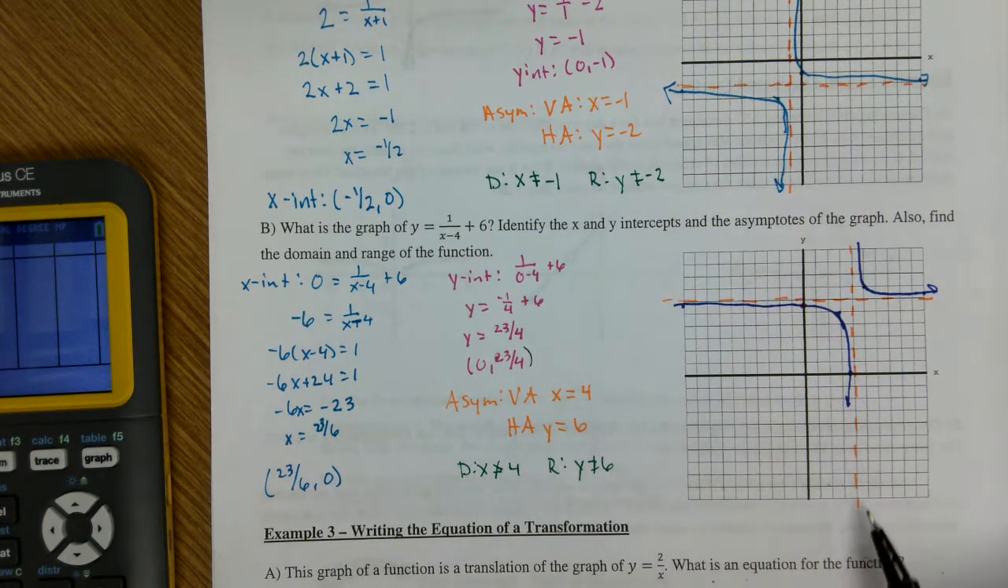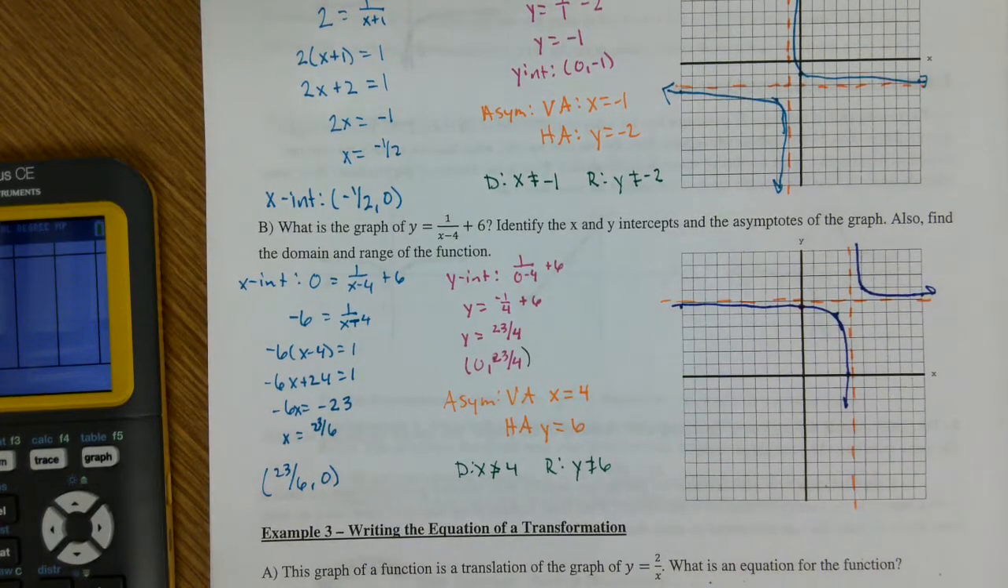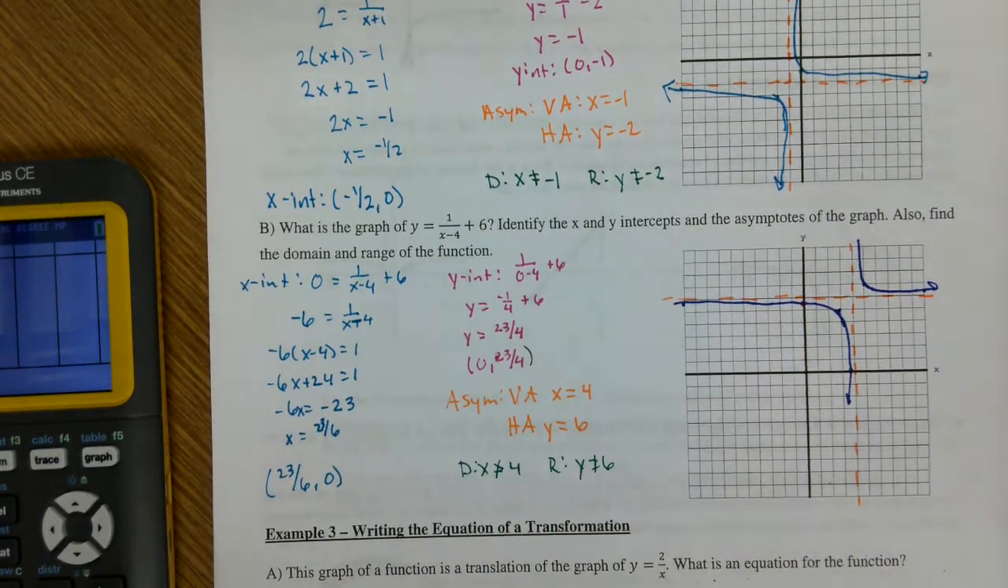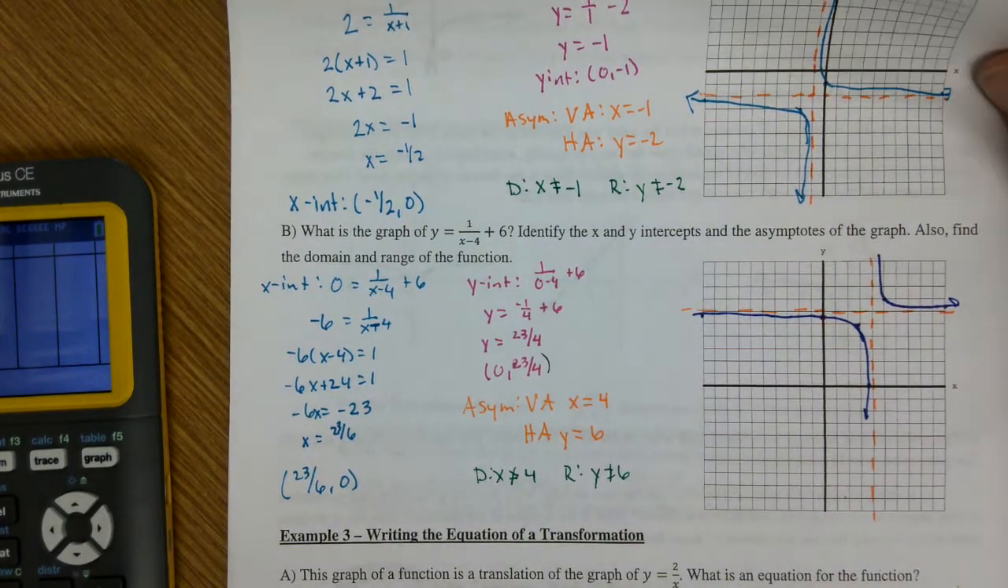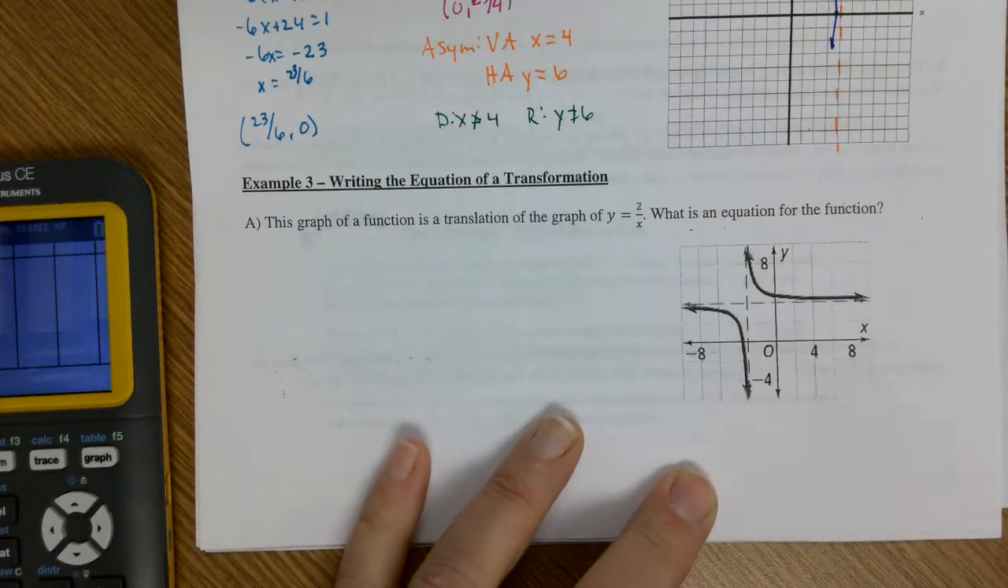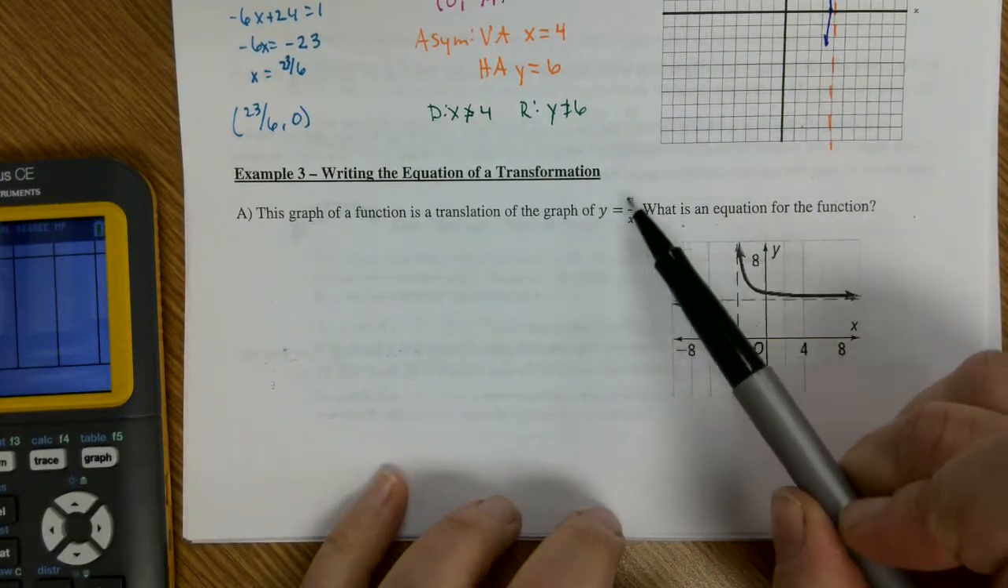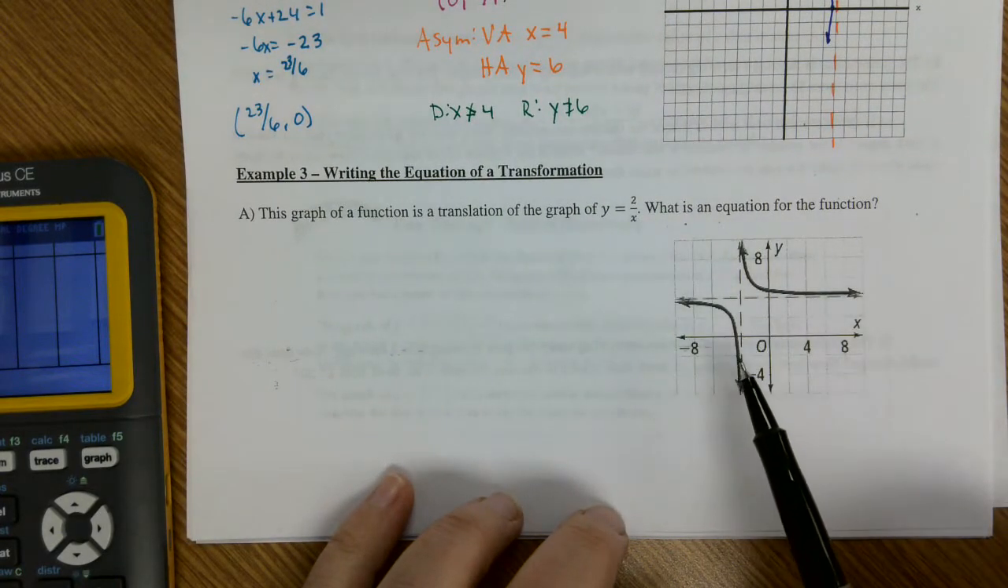So that's my horizontal asymptote. That's my range restriction. So your graph should look something like this. I left my answer as fractions, and I would suggest that you do it also. This next question is already telling us that this was my function, and then somehow it got moved.